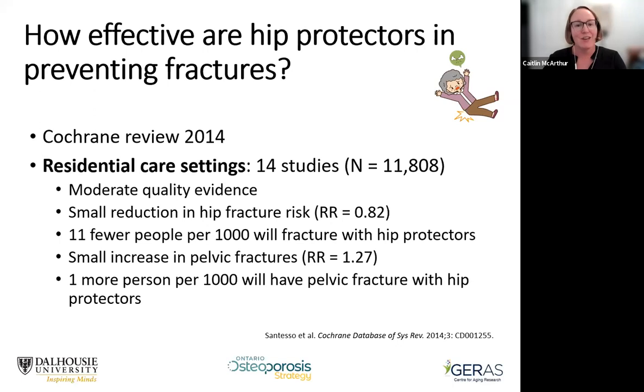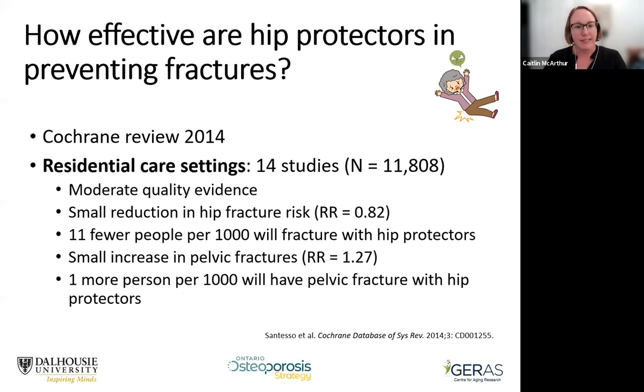who will fracture with hip fractures with hip protectors. I'll say that again: 11 fewer people per 1,000 persons will fracture with hip protectors. So there is a reduction, overall small, but there certainly is a reduction.